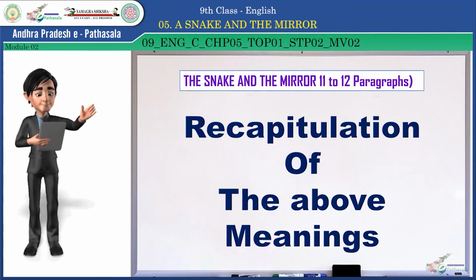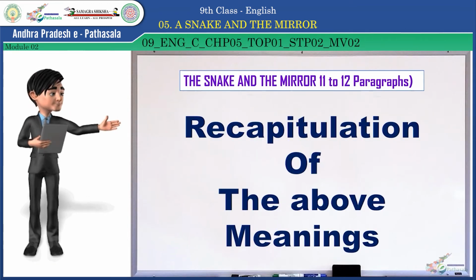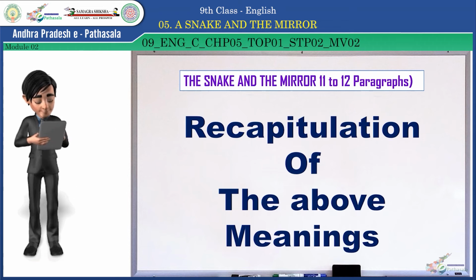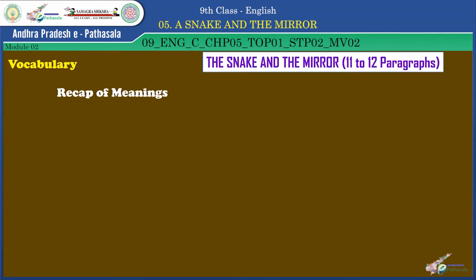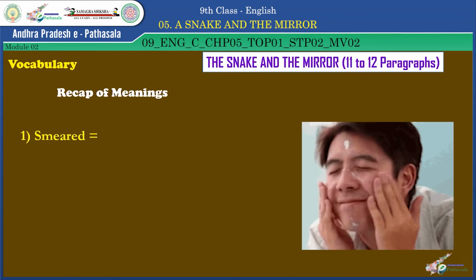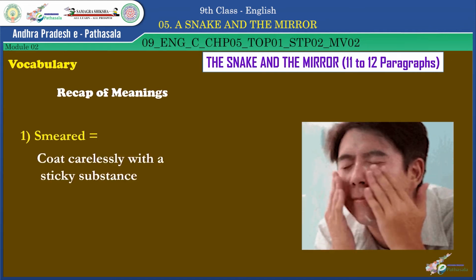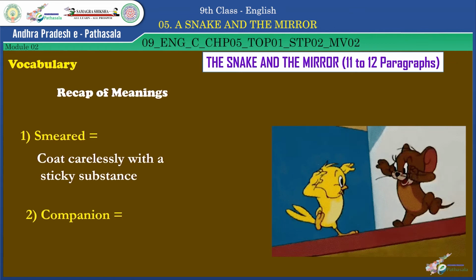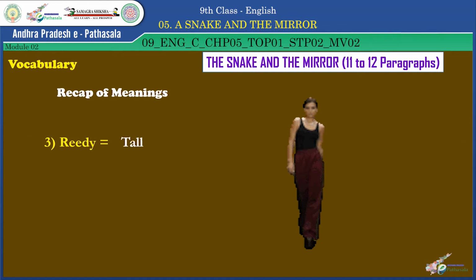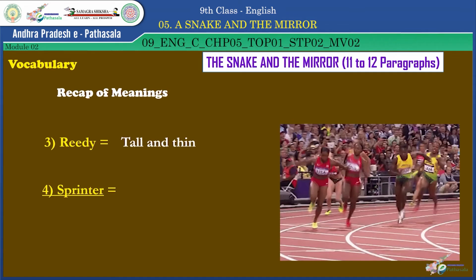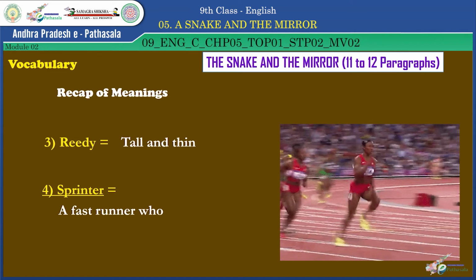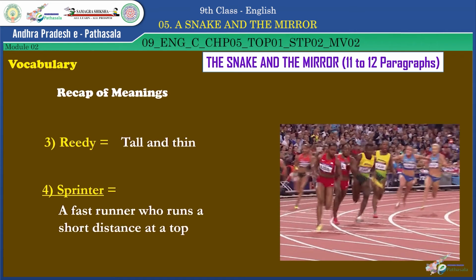Now students, we are going to have the recapitulation of all the four above meanings. The first one, smeared, coat carelessly with a sticky substance. Second, companion, a partner. Third meaning, reedy, tall and thin. Fourth, sprinter, a fast runner who runs a short distance at a top speed.